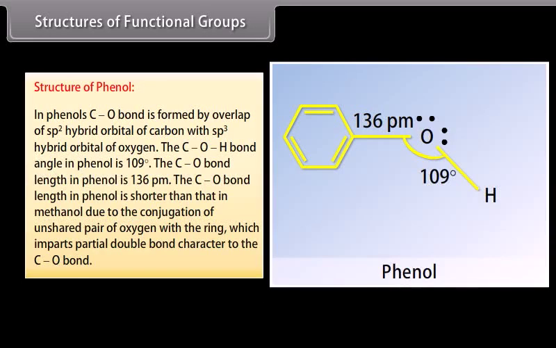Structure of phenol. In phenols, the C-O bond is formed by overlap of an sp2 hybrid orbital of carbon with an sp3 hybrid orbital of oxygen. The C-O-H bond angle in phenol is 109°. The C-O bond length in phenol is 136 picometer. The C-O bond length in phenol is shorter than that in methanol due to the conjugation of the unshared pair of oxygen with the ring, which imparts partial double bond character to the C-O bond.